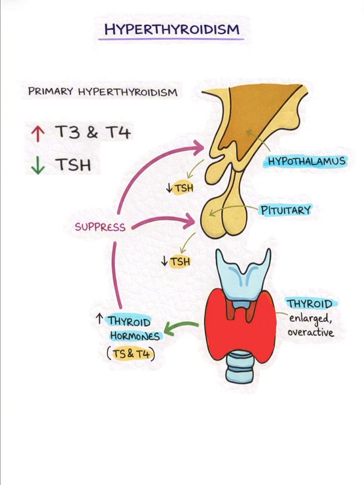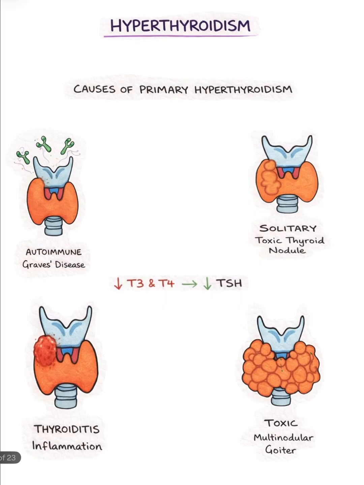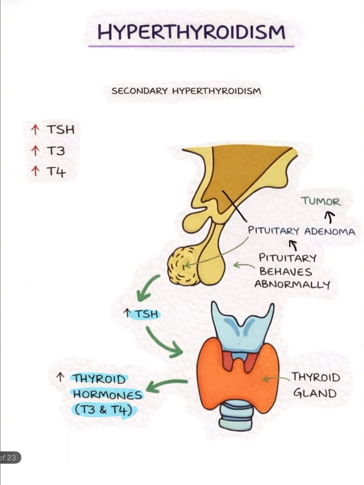In primary hyperthyroidism, the thyroid gland is overactive. High T3 and T4 suppress TSH levels. Common causes include Graves' disease, thyroiditis, toxic nodules, and multinodular goiter.